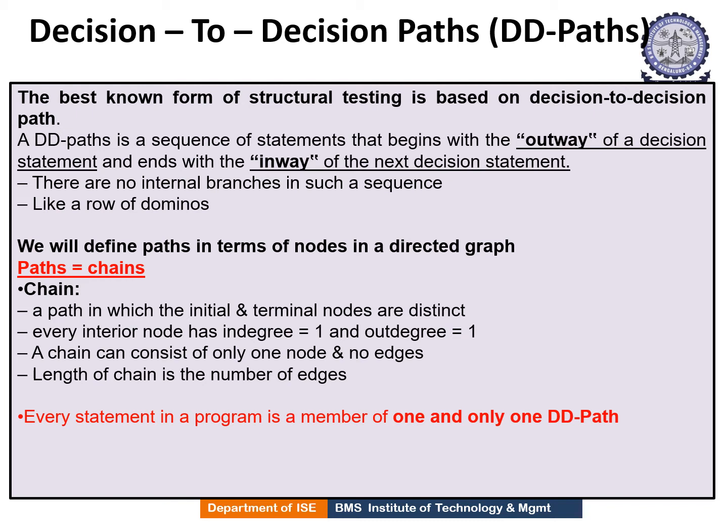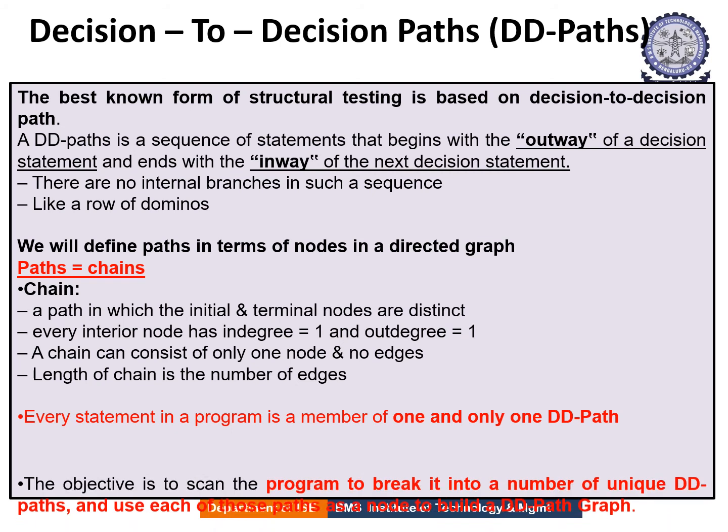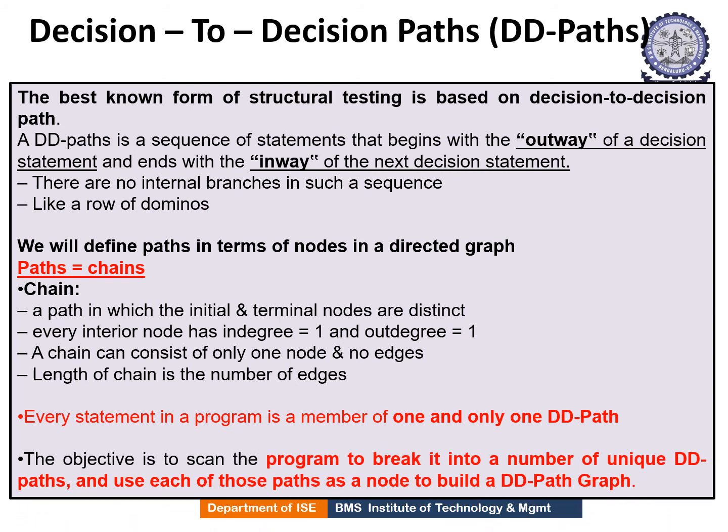Every statement in a program is a member of one and only one DD path. This is very, very important. The objective is to scan the entire program and break it into a number of unique DD paths, and use each of those paths as a node to build a DD path graph. So a DD path graph is nothing but a condensed graph derived from the program flow graph.